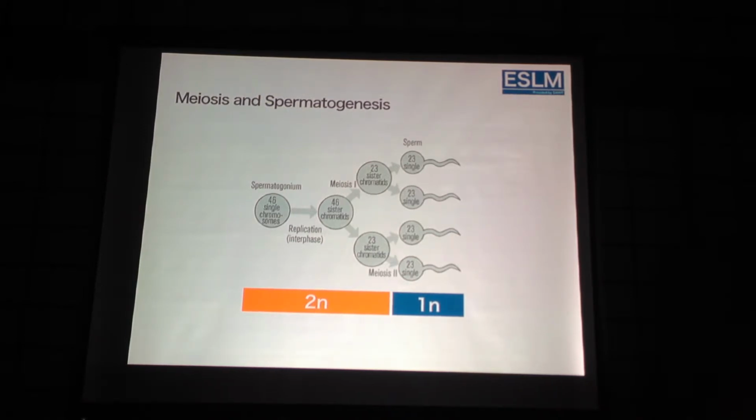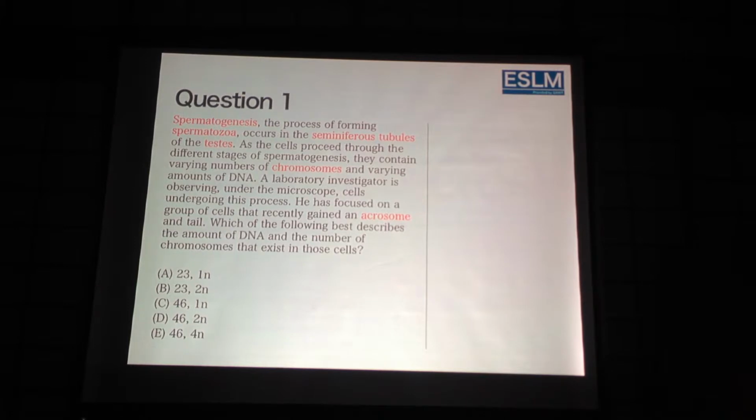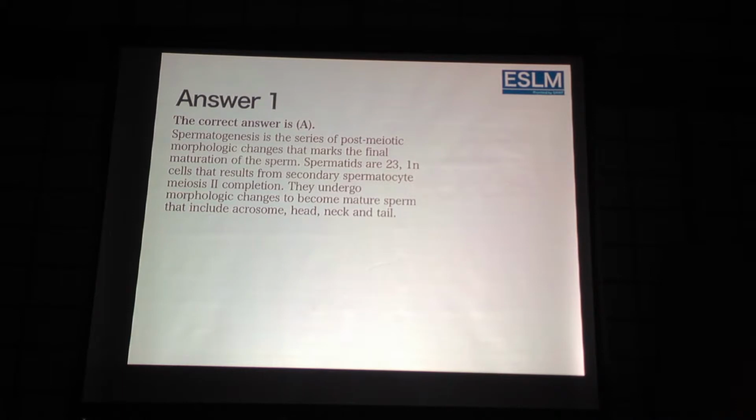Okay, so I think next one is the. So we go back to the question, and can anyone tell me the answer? So first of all, is it 1n or 2n? Oh, so freshman, how about Jiro-kun? Can you tell me if this cell with the acrosome and tail is 1n or 2n? Very good, 1n. Okay. So if you go back to the image, do you know how many chromosomes are there? Very good. Okay, so you got the right answer now. So the answer is A. It's got 23 and 1n.